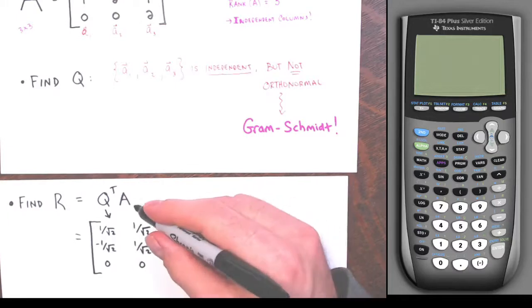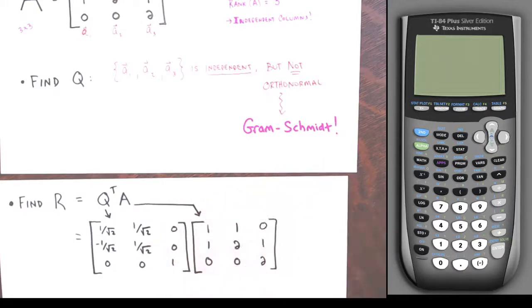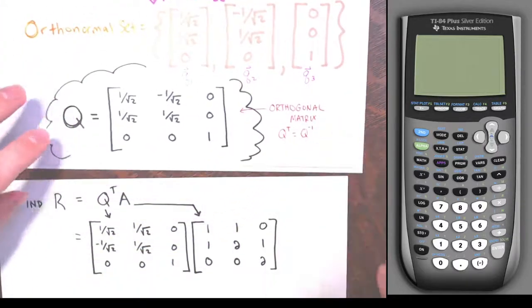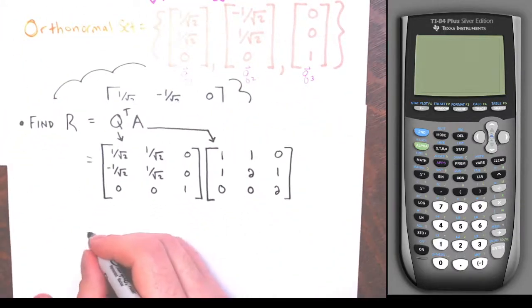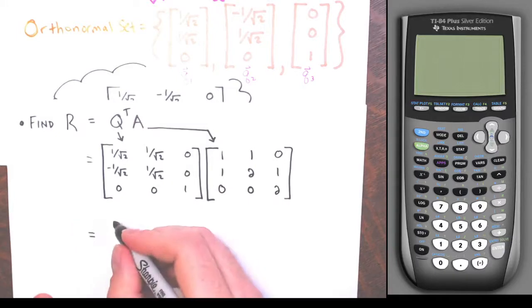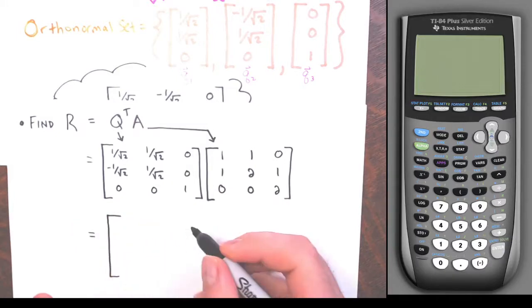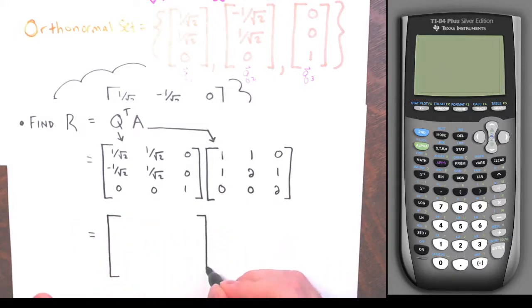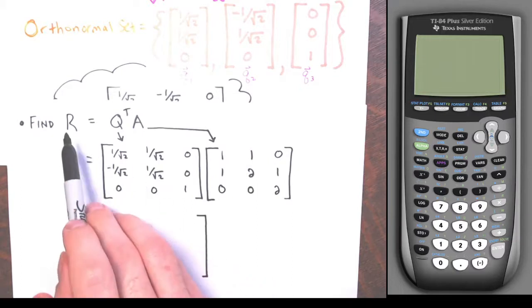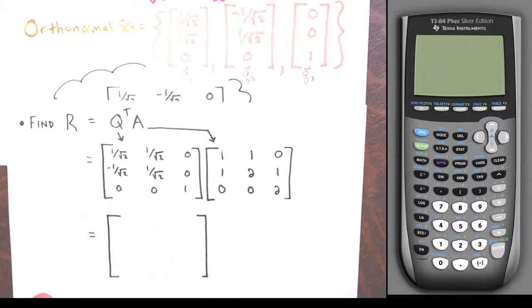Alright, so there's Q transpose times A, and let's see what we get. It's a 3 by 3 times a 3 by 3, right? The result will be another 3 by 3. And if I did everything correctly, remember I said earlier, this matrix R is going to be upper triangular, meaning all the values below the main diagonal will be 0.